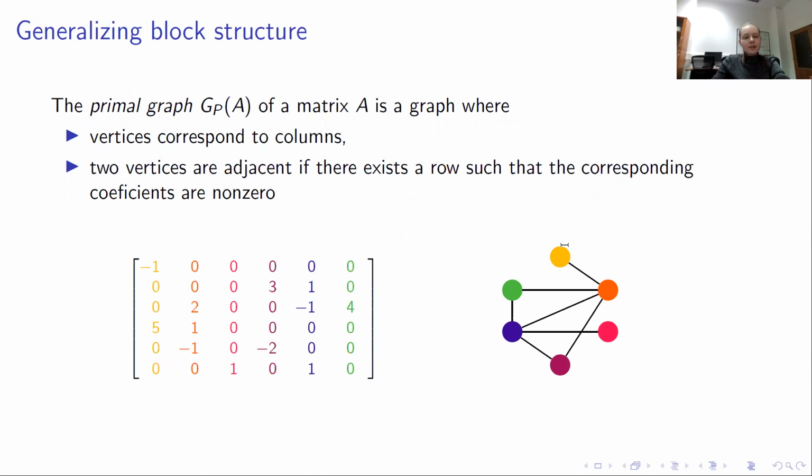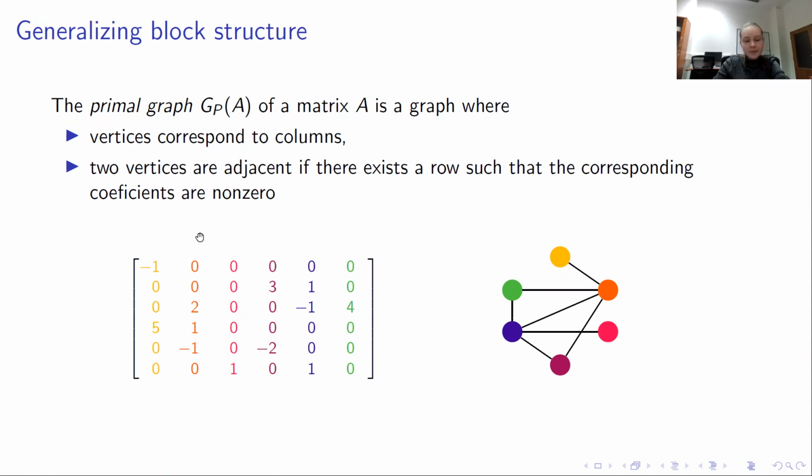One of the options that I can obtain a graph from my matrix is the so-called primal graph. So in this case, the vertices will correspond to columns, and the vertices in the graph will be adjacent if there exists a row in my matrix such that the corresponding entries are non-zero. It's easy to see on this picture.